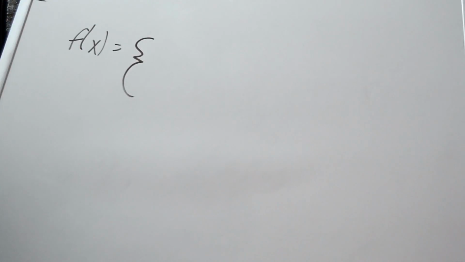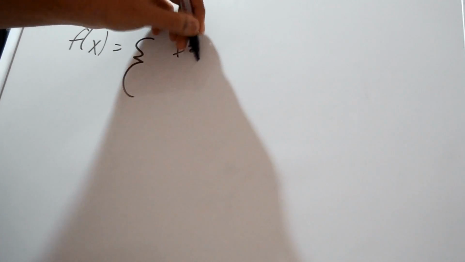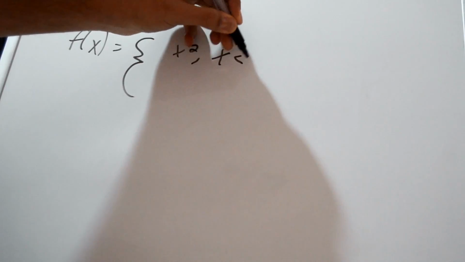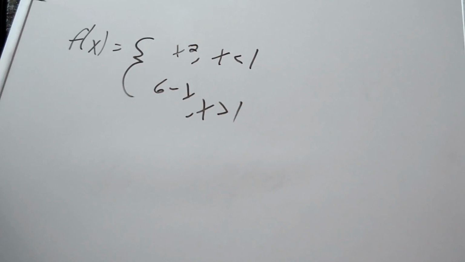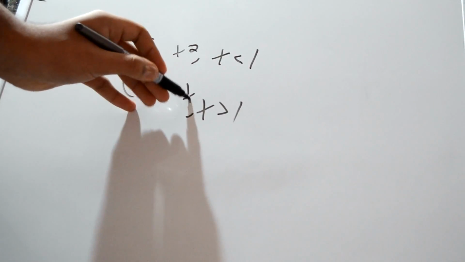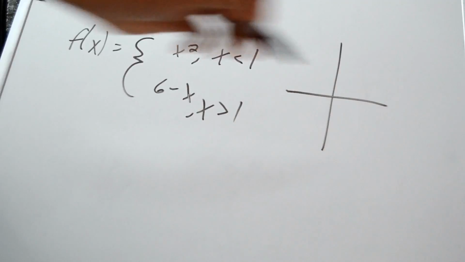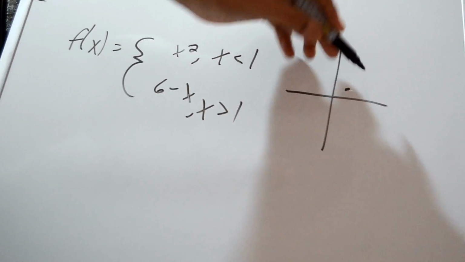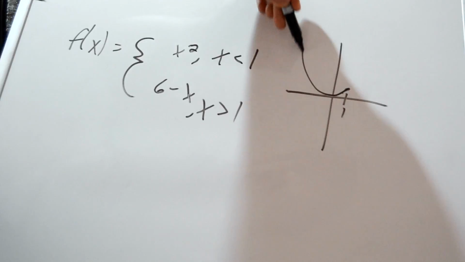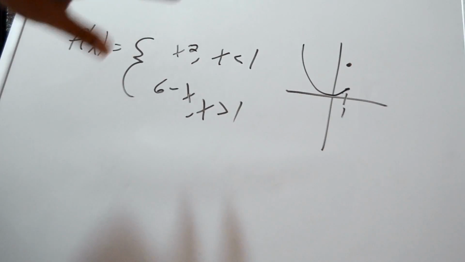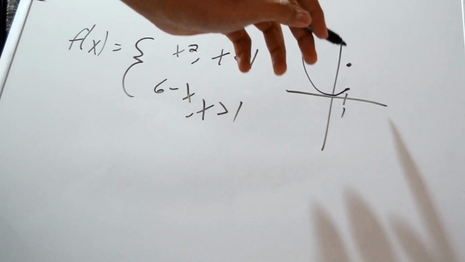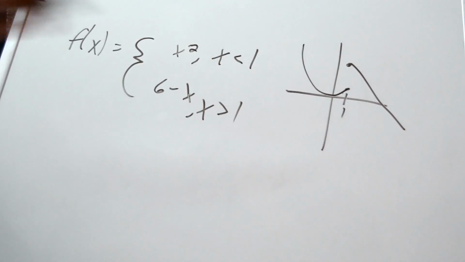Just warming you up with the piecewise function: f of x is x squared for x less than 1, and 6 minus x for x greater than 1. So here you can see that the values, when you use the same concept from the example before, will have the parabola here at 1, but it will have a higher value at 1 for this part of the graph, 6 minus x. It will go like this. So this is a jump discontinuity.